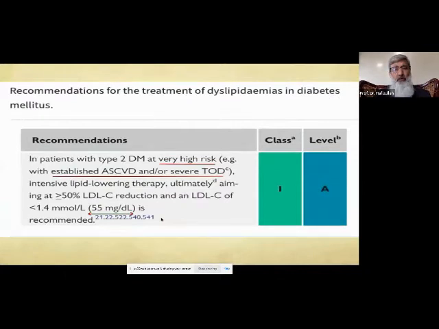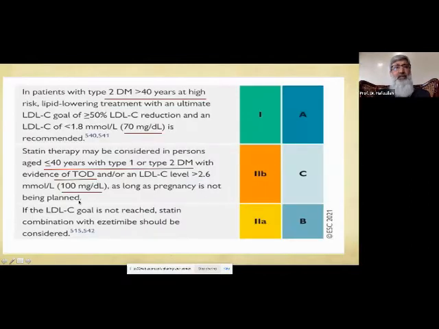Important thing for diabetes is that in patients with type 2 diabetes who are at very high risk, which is people who already have established cardiovascular disease or who have severe TOD, the goal is 55 milligram or 50% reduction in their LDL. And those who have type 2 diabetes for more than 40 years at high risk, the LDL level should be 70 milligram.